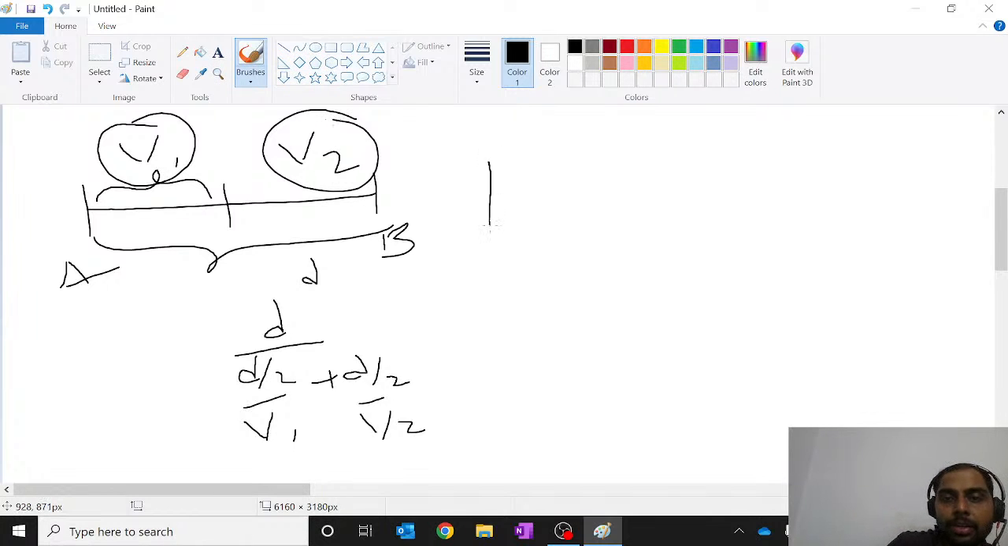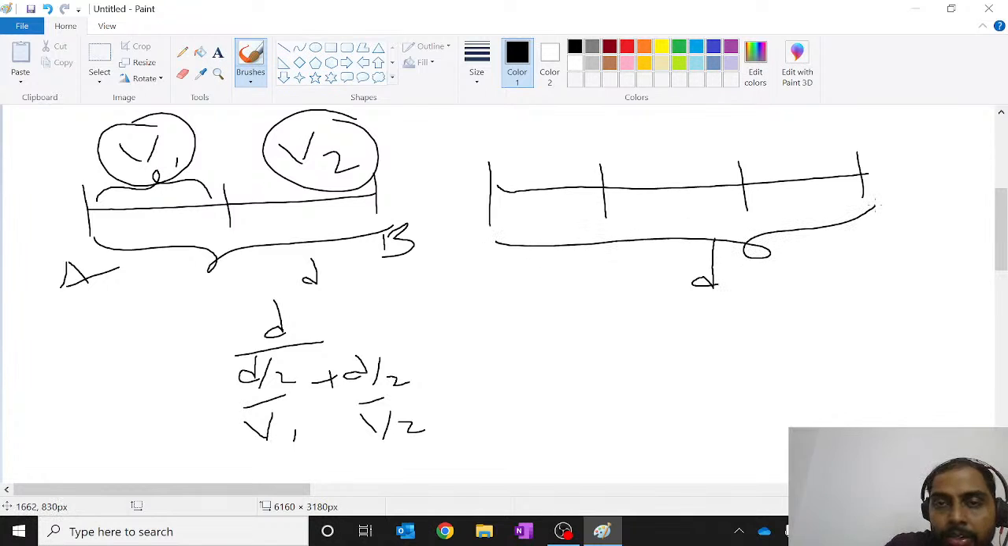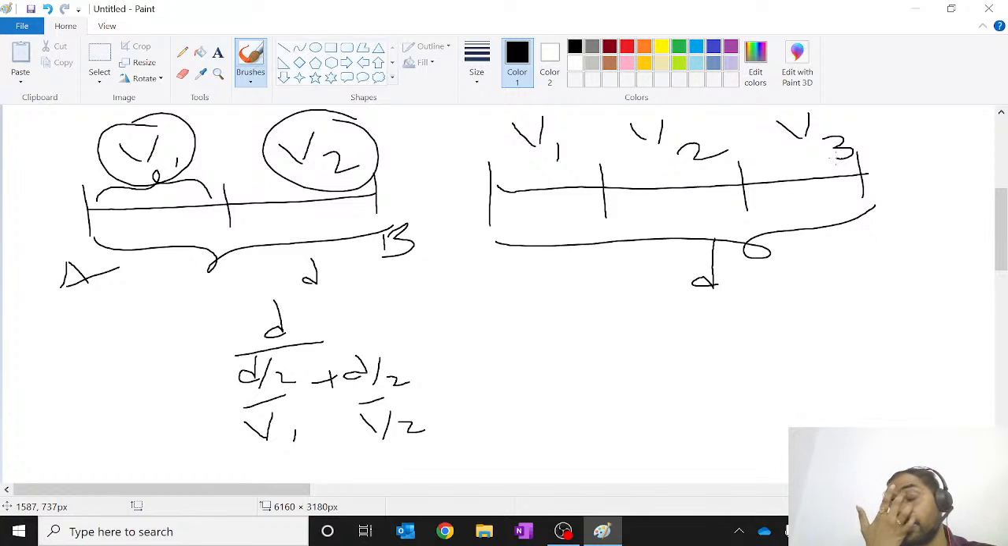For example, I have three parts. Say the total displacement or distance traveled is d. For the first one third of it I have v1, for the second one third I have v2, for the third one third I have v3. Clear? Understood? Now, how do I do this? Same thing: total distance or total displacement by total time.